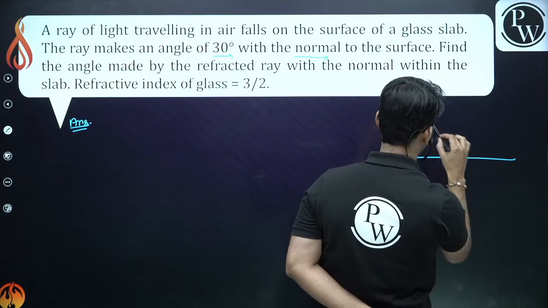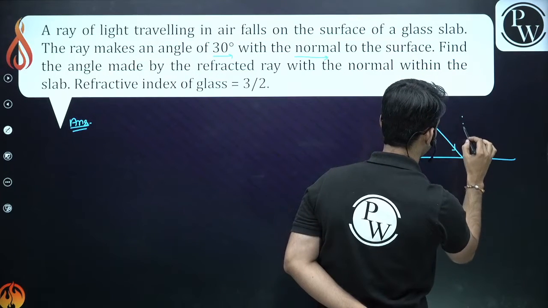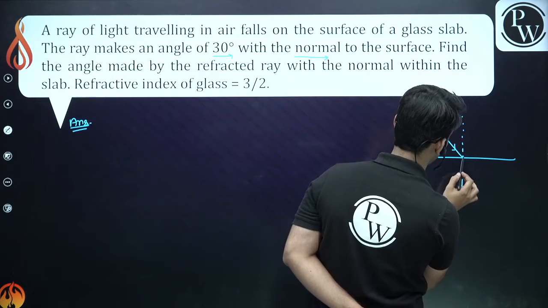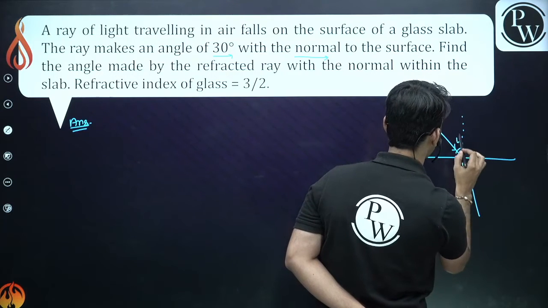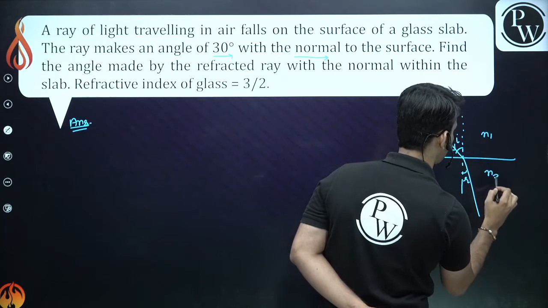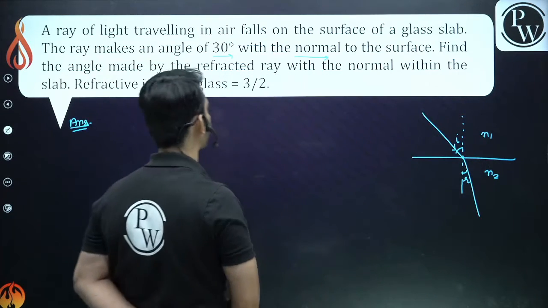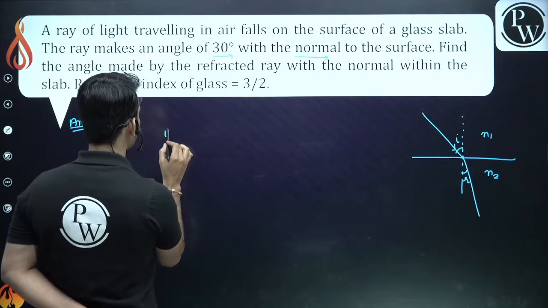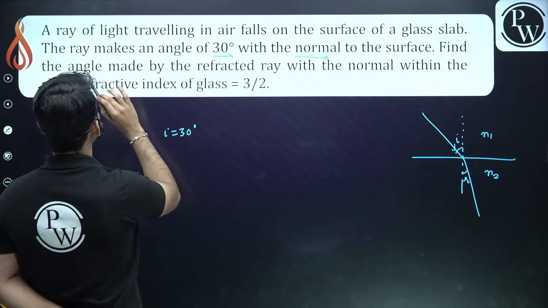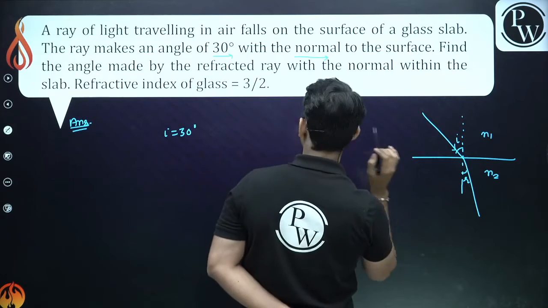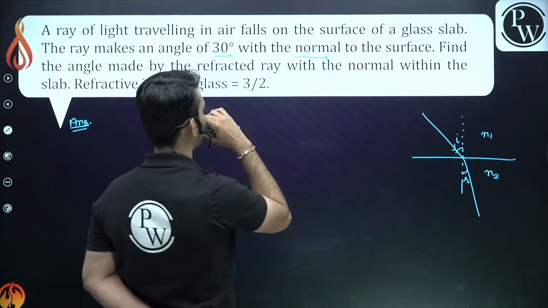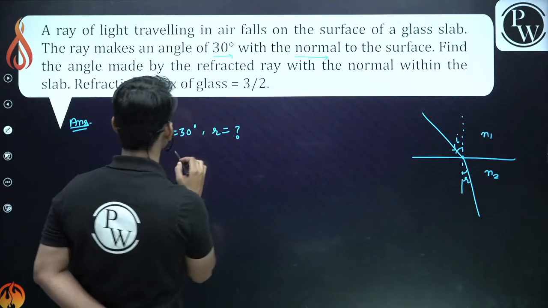Let us draw the diagram. This is incident ray. Okay guys. The ray has bent by a certain angle. This is i, this is r, this is n1, this is n2. Okay, this is a basic diagram. Angle of incidence is 30 degrees. Find the angle made by the refracted ray with normal. That is, you have to find r. What is said? The refractive index of glass is 3 by 2.